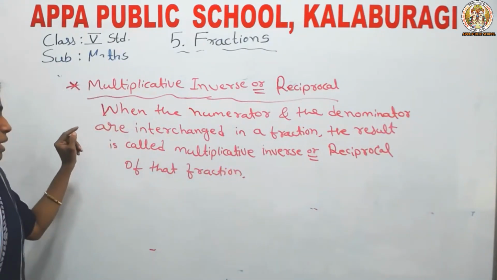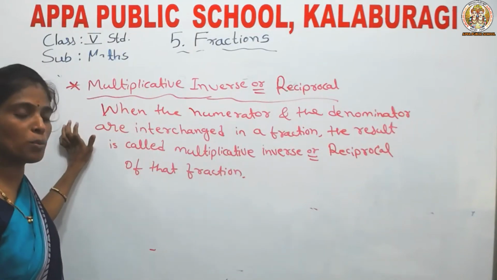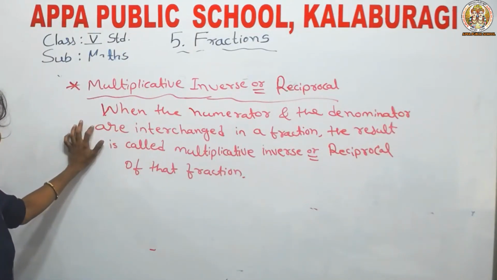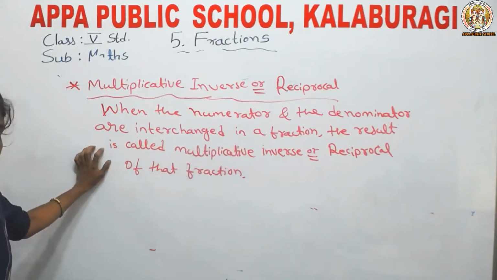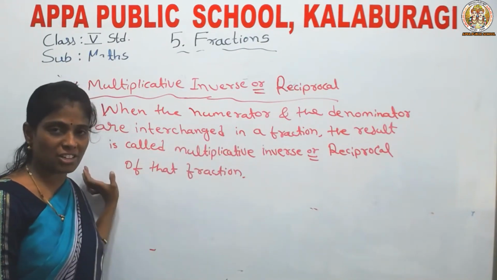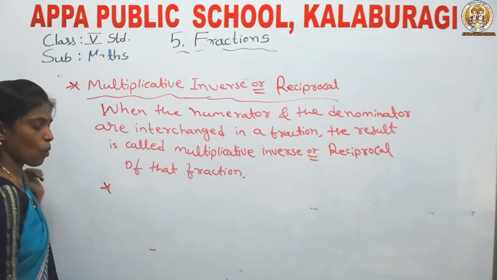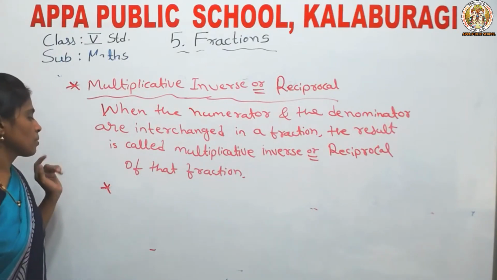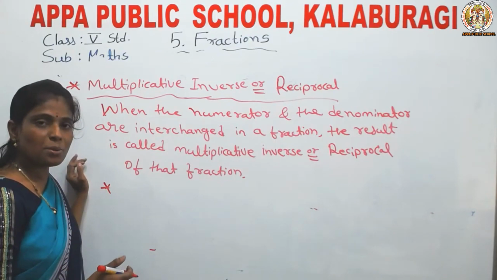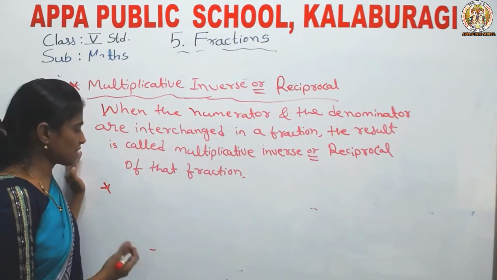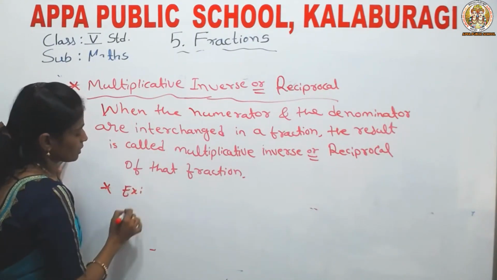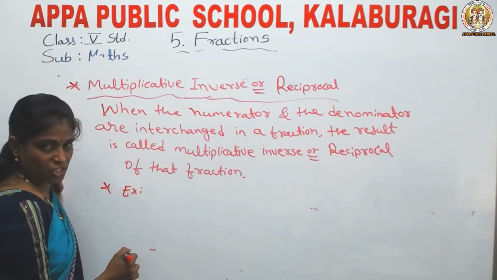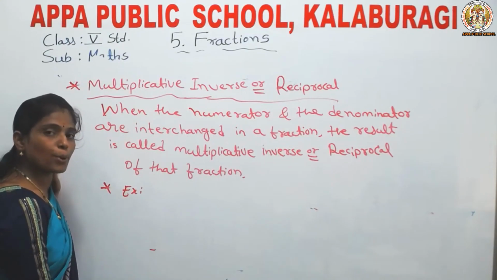See, multiplicative inverse means when the numerator and the denominator are interchanged in a fraction, the result is called the multiplicative inverse and reciprocal of that fraction. Here are important points. The reciprocal of a proper fraction is an improper fraction.